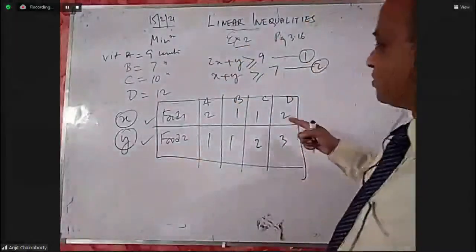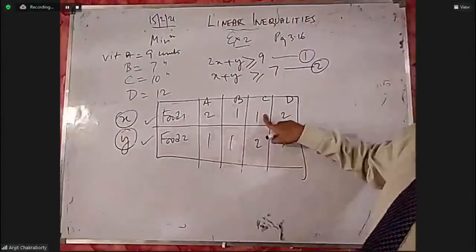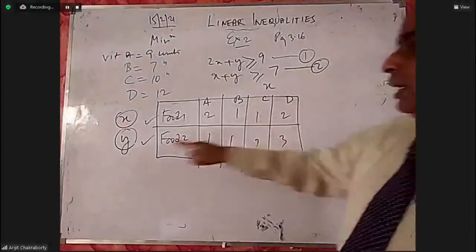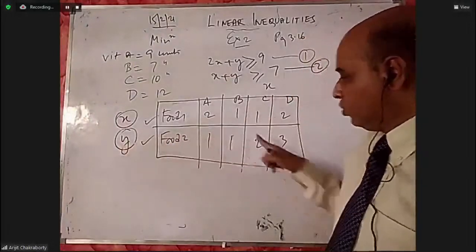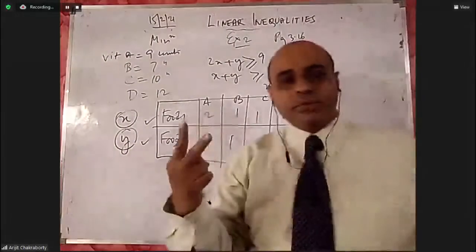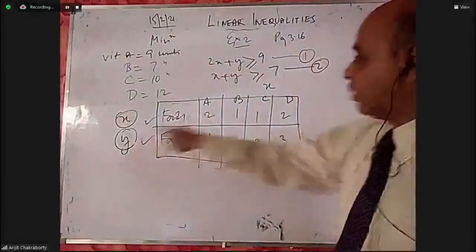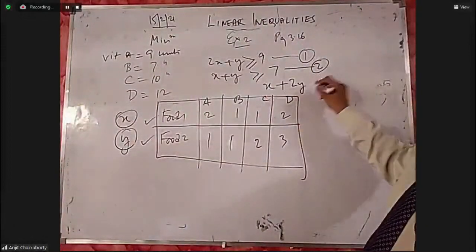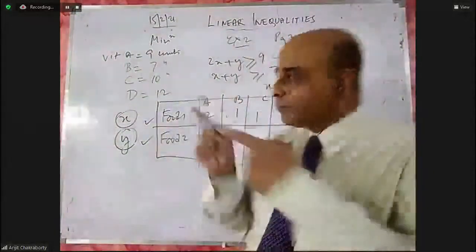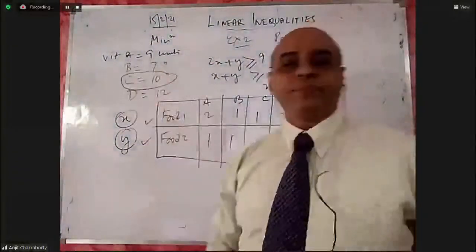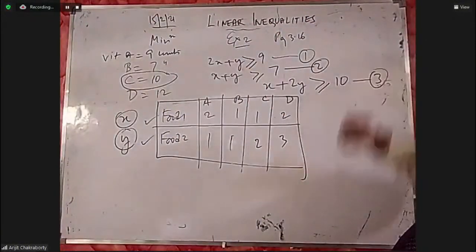For vitamin C, if you mix X units of food 1, I'm getting 1 unit, so I will write X. If I mix Y units of food 2, each unit has 2 units of vitamin C, so I will get 2 into Y. So I will write X plus 2Y. But for vitamin C, what is the criterion given? Let me look. It is 10. So X plus 2Y must be greater than or equal to 10. This is the third condition.